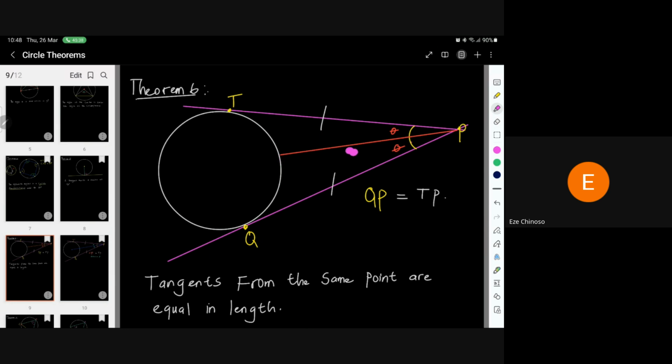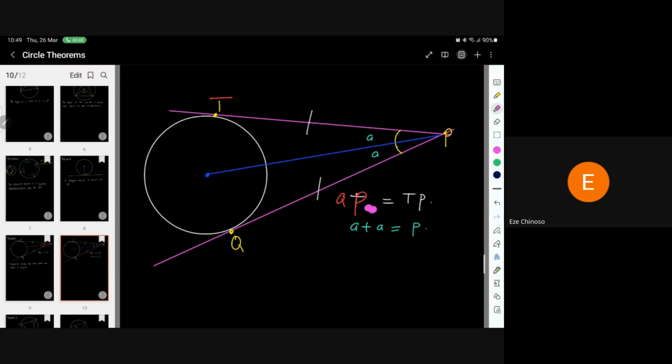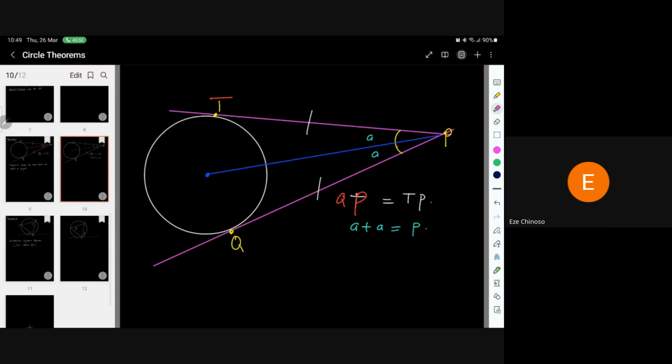And you can run a line that bisects that angle. So these two angles are equal. So that angle P will be theta 1 plus theta 1 right here. All right. So I went ahead to actually give a more detailed example on this. You have your QP equal to TP, right? And that is the basis of everything.